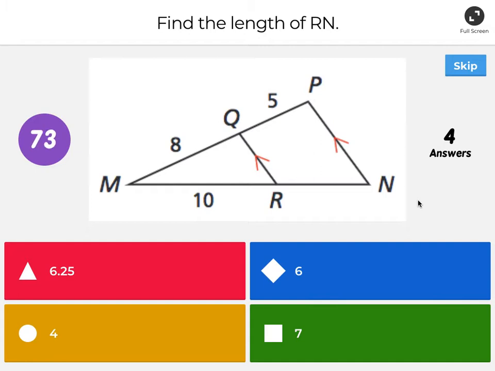First thing is to figure out which ratio to set up. How do I set up the right ratio? So this one, it's RN over 10 equals 5 over 8. Then I multiply both sides by 10. I get RN equals 50 over 8, which is equal to 6.25.